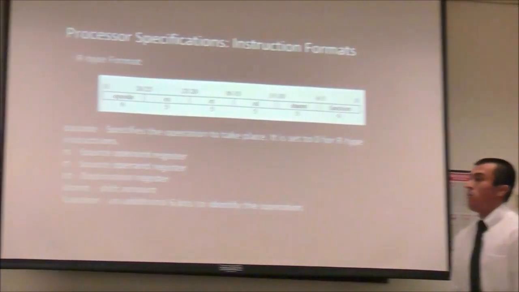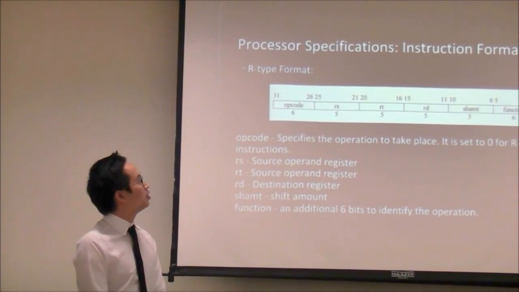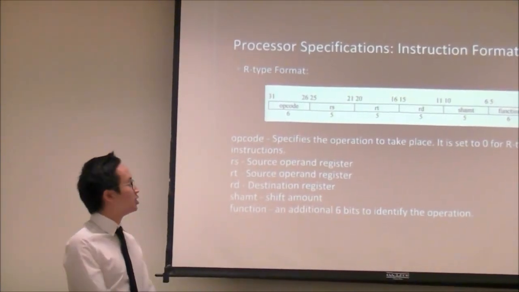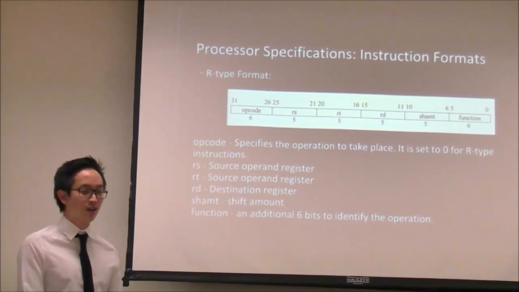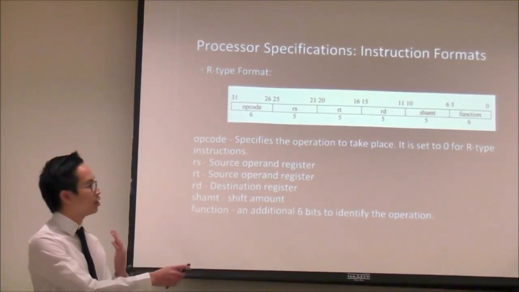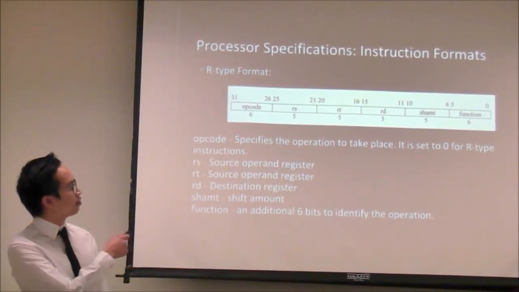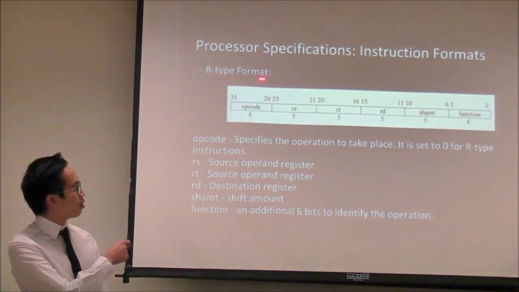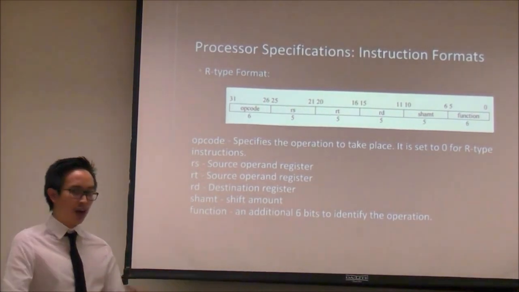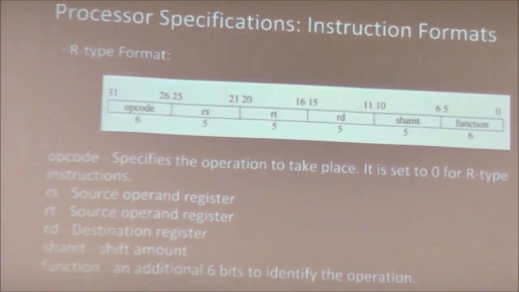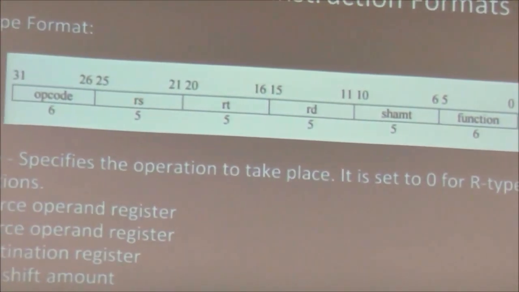Okay, so next I'm going to talk about our instruction formats. So the first format I'm going to talk about is the R-type format. Since we are using a 32-bit processor, all the instruction formats are going to be 32 bits wide, starting to the left with the 6-bit opcode field, which specifies the operation to take place for an instruction. However, since it's an R-type instruction, it will be set to 0 by default.